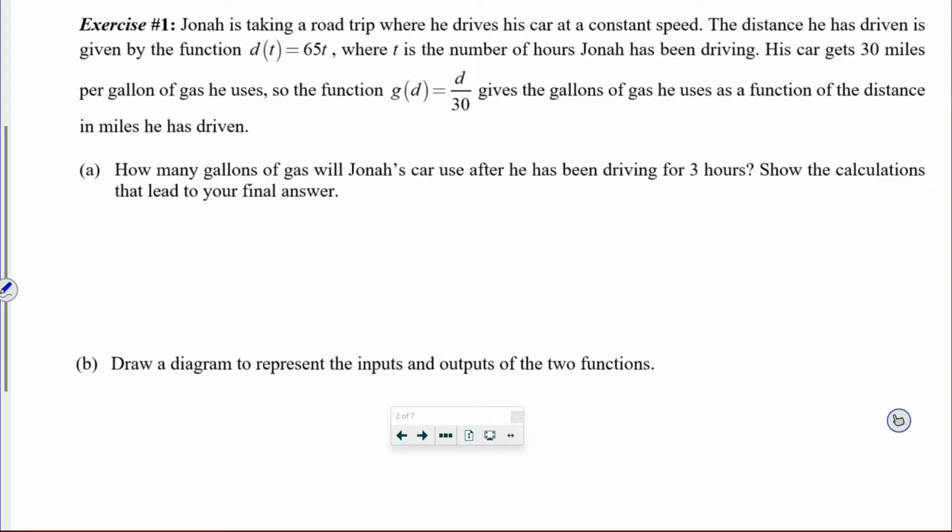Jonah is taking a road trip where he drives his car at a constant speed. The distance he has driven is given by the function d of t equals 65t, where t is the number of hours Jonah has been driving. His car gets 30 miles per gallon of gas he uses. So the function g of d equals d divided by 30 gives the gallons of gas he uses as a function of the distance in miles he has driven. Letter A. How many gallons of gas will Jonah's car use after he has been driving for 3 hours? Show the calculations that lead to your final answer.